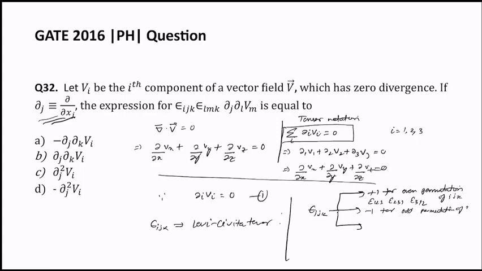That is, epsilon 132, epsilon 213, epsilon 321. These are odd permutations. For these values it is minus 1, and it is 0 when any two indices repeat. For example, epsilon 112, epsilon 223, here there is a repetition of indices, so in all those cases this is 0. So this is basically the Levi-Civita tensor, which is given in the question.